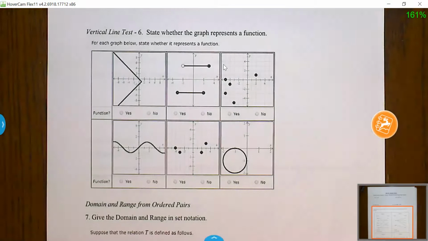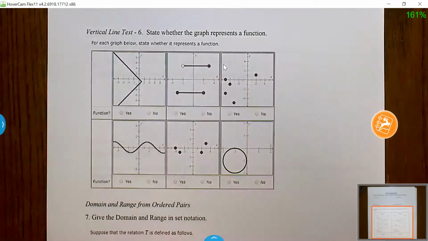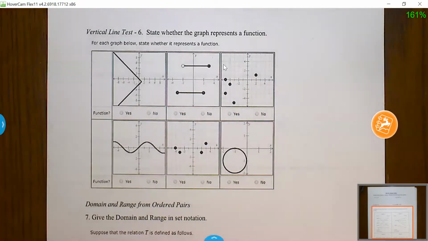We're going to be talking about the vertical line test. Now, the vertical line test is used to determine if a graph represents a function or not. So, vertical line test, the rule is if I can draw a vertical line that crosses the graph more than once, it is not a function.